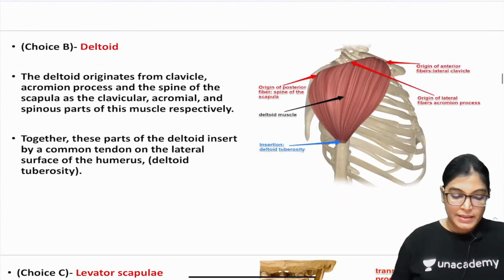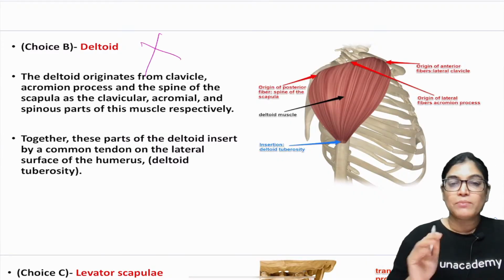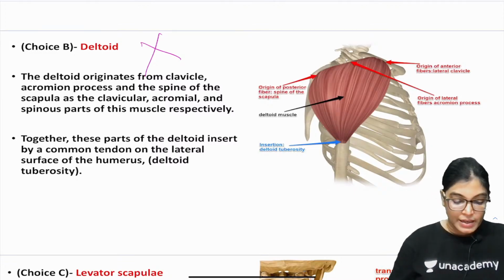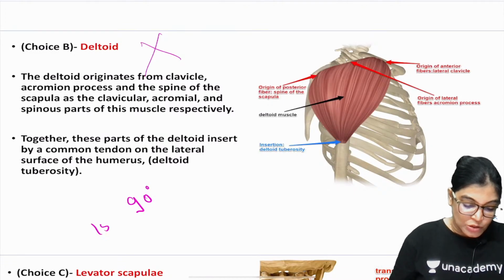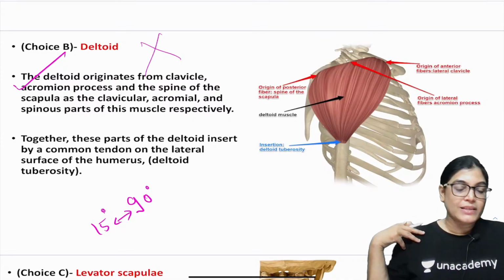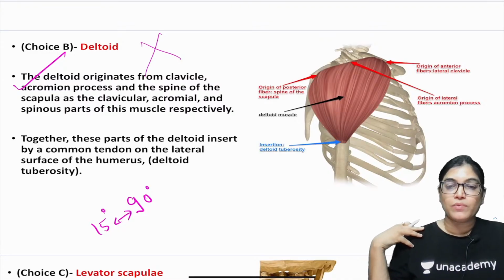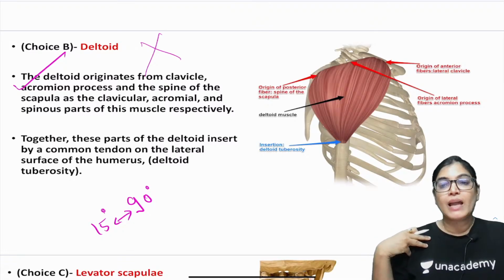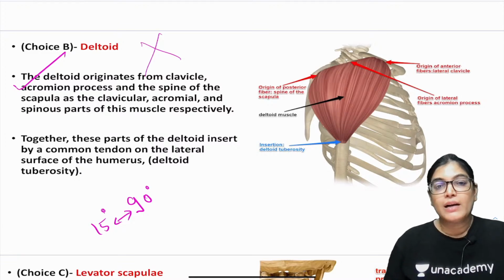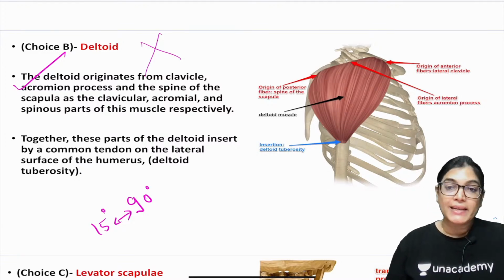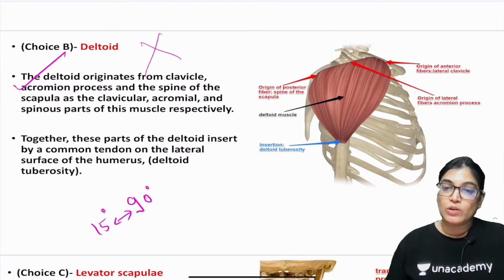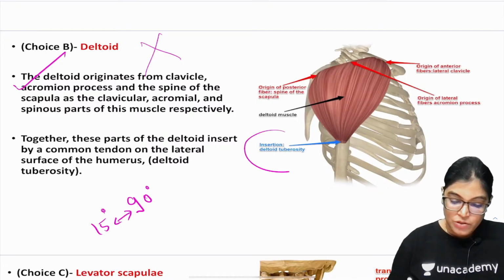Now coming to the next one, the deltoid. No reason the deltoid can be the correct answer. Yes, you can get confused because it is also performing abduction, that is 15 to 90 degrees, but the deltoid is a quite muscular, bulky muscle which covers the whole shoulder joint superiorly, anteriorly and also posteriorly. If you see the deltoid origin, it is from the clavicular part, acromial part and spinous part, so from the clavicle and the scapula. These are not getting impinged below the acromial process, and they commonly insert into the deltoid tuberosity.